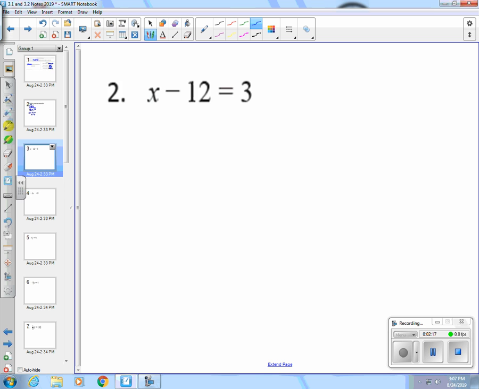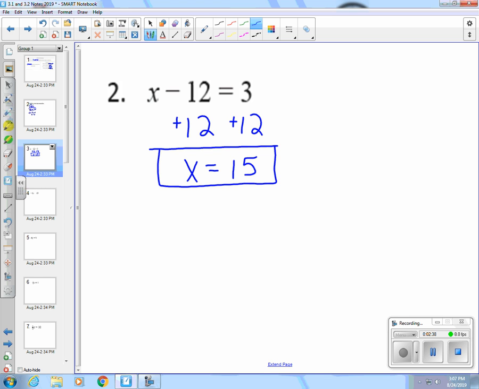Second example, x minus 12 equals 3. We're subtracting 12. The inverse operation would be addition. So that means we want to add 12 to both sides. Do you have to put an addition sign? No. You could just put down the 12. And that will give us x equals a positive 15. That would be your answer. Put a box around your answer. That'll help me find it, please.